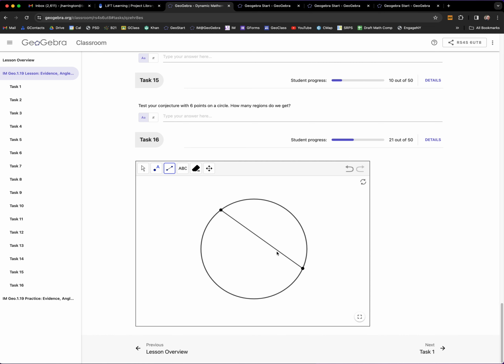Okay, 1 point, 1 region, 2 points, 2 regions. Okay, let's put a third point on there. All right, so now I have, well, it's not 3 regions, it's 4. 1, 2, 3, 4. Okay, so it went from 1 to 2 to 4. And if I look at those numbers, 1 to 2 to 4, I notice something. They look like they're doubling. So each one seems to double. So let's see what happens when we add another point. So here's a point.